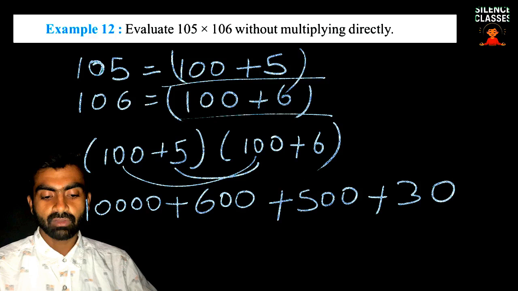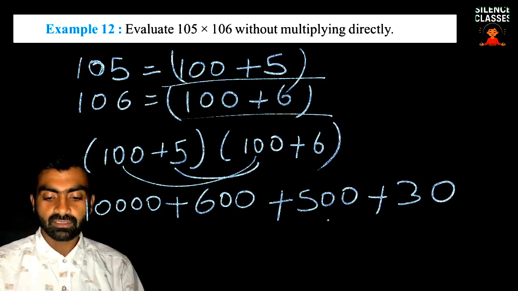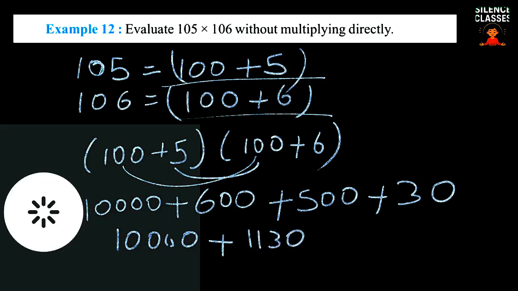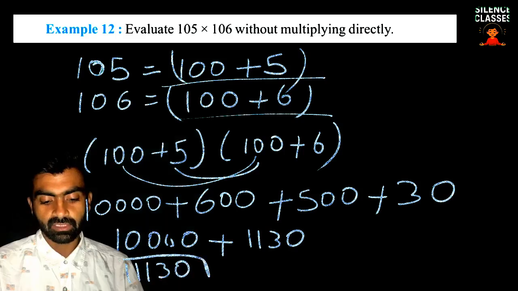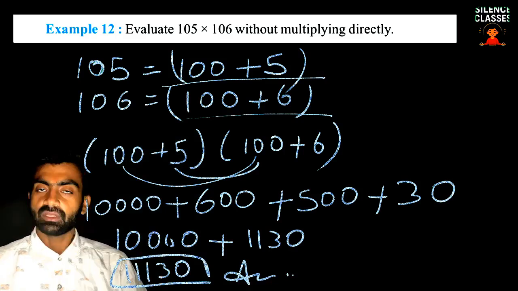And now we can add it. So we will get 10,000, 600 plus 500, we can write first of all, and 30. So it will become 10,000 plus 6 plus 5 will become 1130, and 1130 means 11130 is the answer. Okay, I hope you guys understood how we have done it.